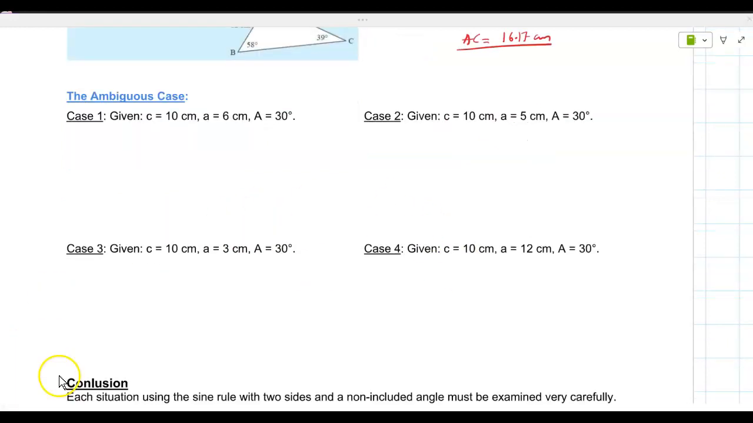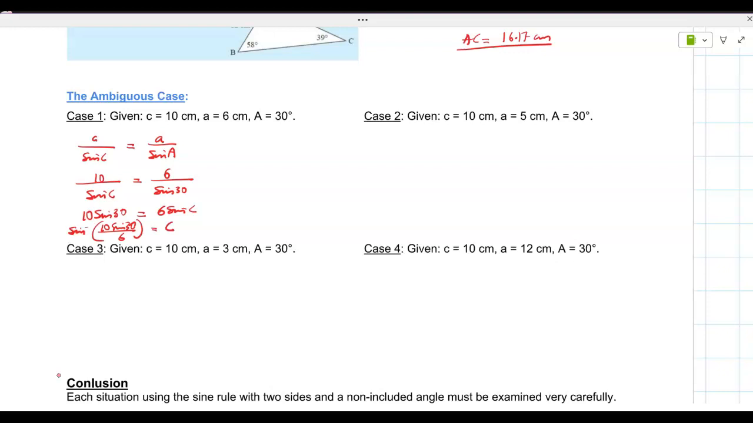3 significant figures. So C upon sine C is equal to A upon sine A. You can directly substitute. So C is 10 upon sine C is equal to A is 6 upon sine 30. So cross multiply. So 10 sine 30 is equal to 6 sine C. So shouldn't it be sine inverse of 10 sine 30 over 6? Now this is sine C, so do the sine inverse of that using your calculator.